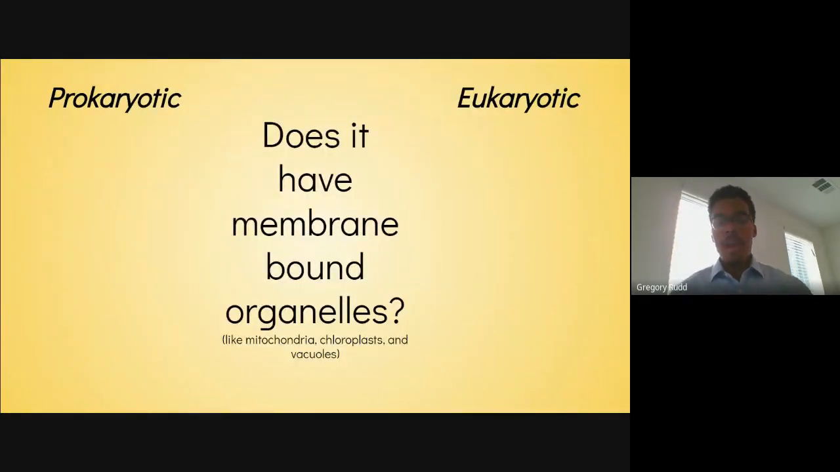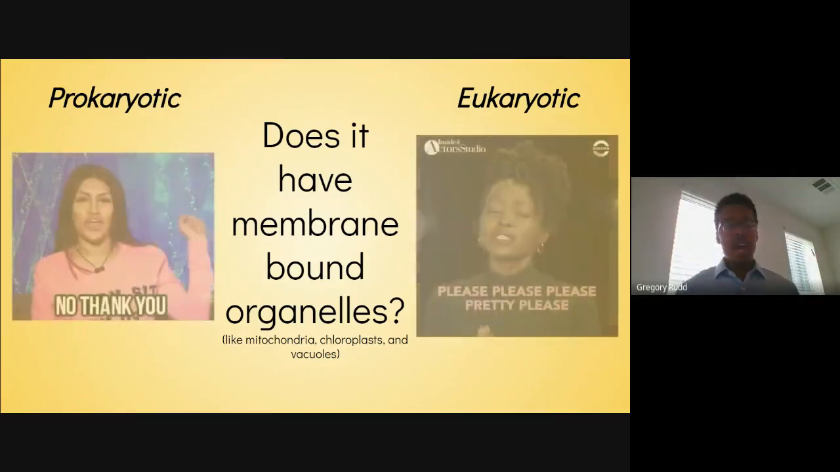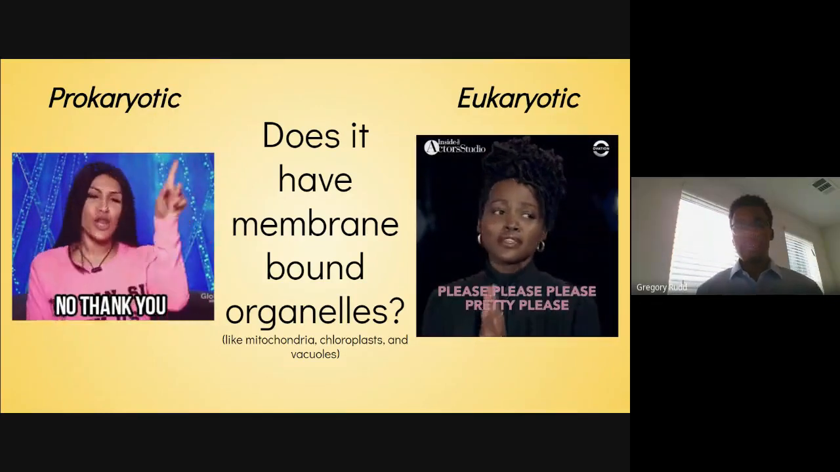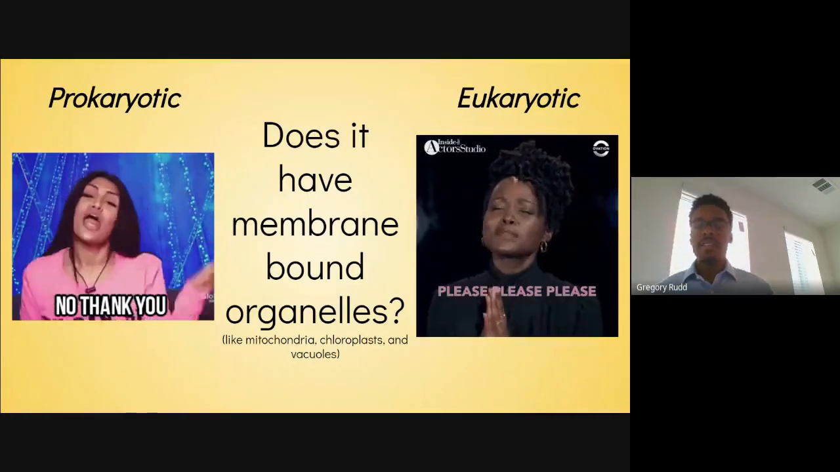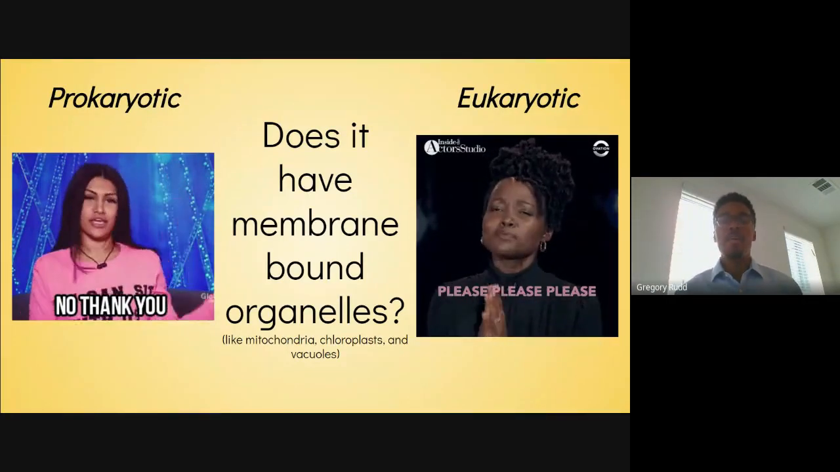Does it have membrane-bound organelles? So these are organelles that are surrounded by their own personal membrane. So that would be a mitochondrion, a chloroplast, or a vacuole. Prokaryotic cells do not have membrane-bound organelles, whereas eukaryotic cells do have membrane-bound organelles.